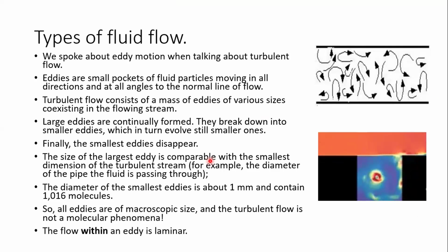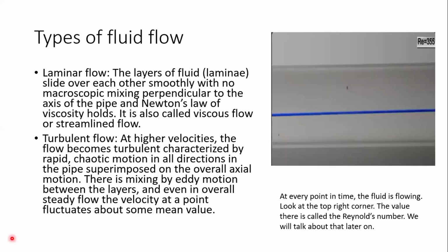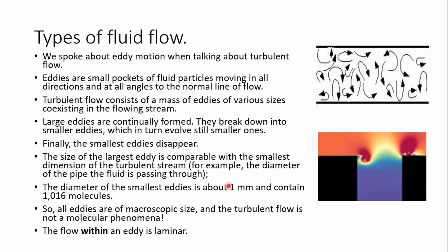I said we'll speak about eddy flow as well, right? So we said that for turbulent flow, there is a mixing by eddy motion. So now let's talk about eddy motion. When we speak about eddy motion, we're talking about turbulent flow. Eddies are small pockets of fluid particles that are moving in all directions, and they are moving at all angles to the normal line of flow. So what are we trying to say?